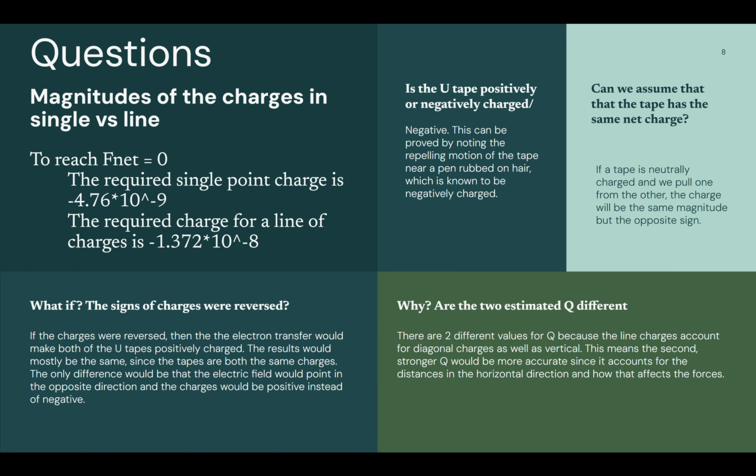Why are the two estimated Q's different? There are two different values for Q because the line charges account for diagonal charges as well as vertical. This means the second Q would be more accurate since it accounts for the distances in the horizontal direction and how that affects the forces.